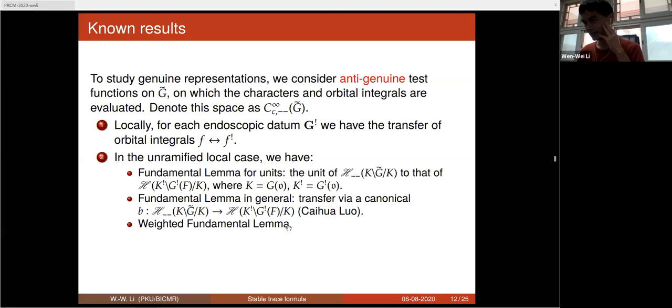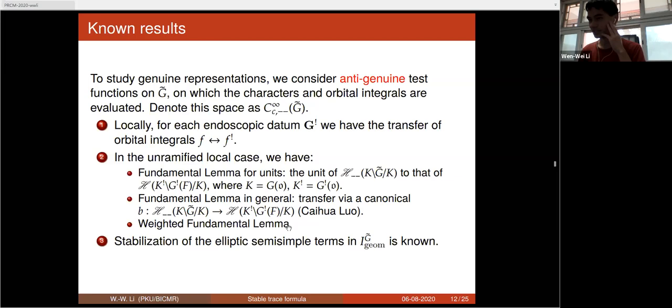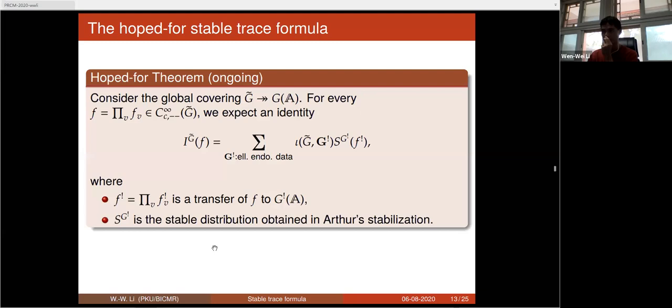And finally, we also have the stabilization of the elliptic terms in some earlier work of mine. So what remains is to stabilize the other terms. The stable trace formula for elliptic terms is useful for local problems. For example, the fundamental lemma in general is proven by a local-global argument using such a stabilization. But if you want global information, we have to stabilize everything. So the hoped-for theorem is something like this.